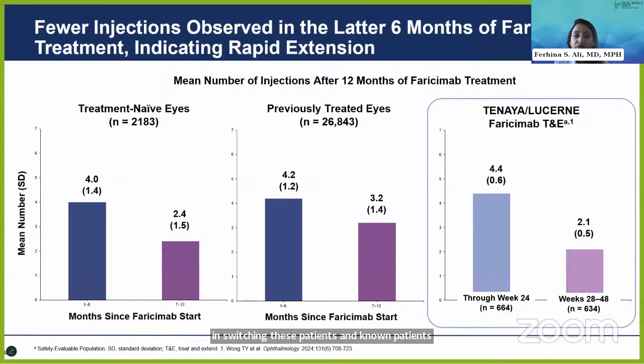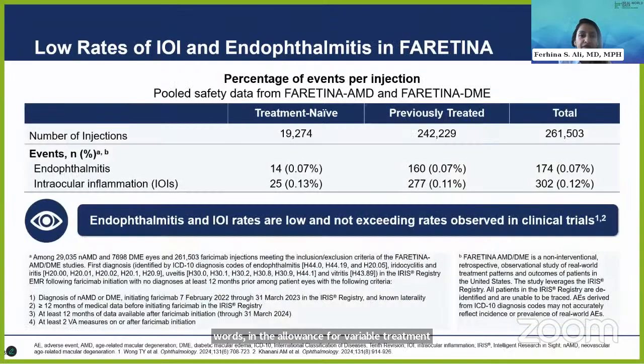Known patients that the providers were using this drug on initially. Now, in terms of number of injections, fewer injections were seen in the latter 6 months as compared to the first 6, indicating rapid extension, and you can see that in treatment-naive eyes as well as previously treated. Interestingly, when we looked at this data as compared to the faricimab treat and extend arm of the TENAYA and LUCERNE trials, we saw that this was quite similar. So in other words, in the allowance for variable treatment intervals, we're seeing what was mirrored in the clinical trials in this real-world data cohort using the IRIS registry.